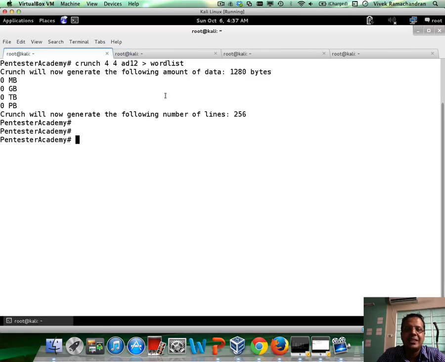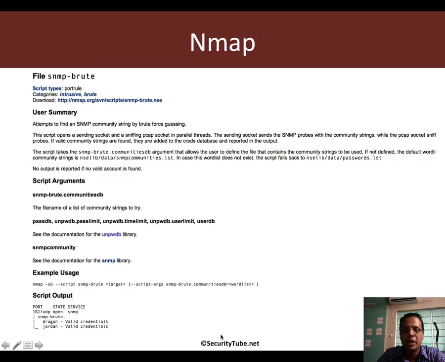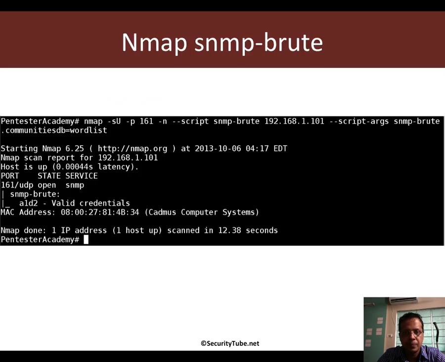Now the dictionary file which we generated is identically the same as that in the previous video, right? So let's move directly into launching a dictionary attack on SNMP. Now if you want to do this with Nmap, they have a beautiful Nmap NSE script called snmp-brute, which is what we will use in this video.